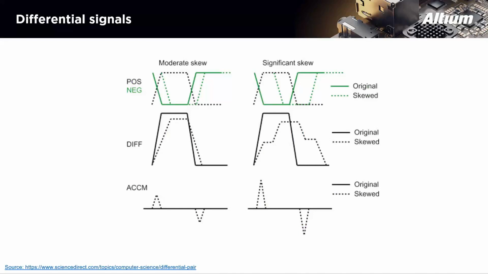We see what the receiver will have to do within this picture from Science Direct. In the first column, we have a moderately skewed signal. In the rows, we see the effect of a skewed signal versus a non-skewed signal. The last row is the AC common mode, which should ideally be zero, but with a skewed signal we get some AC spikes.